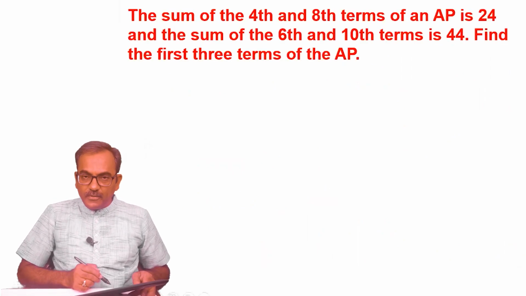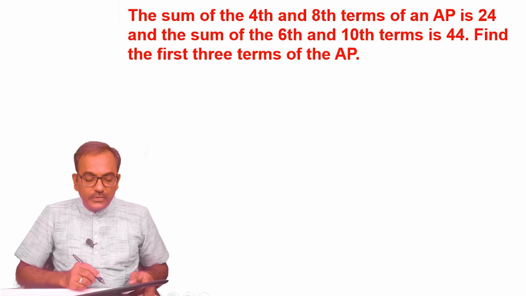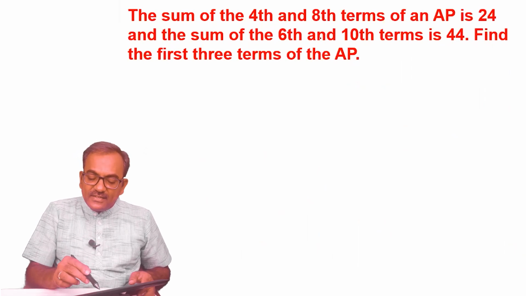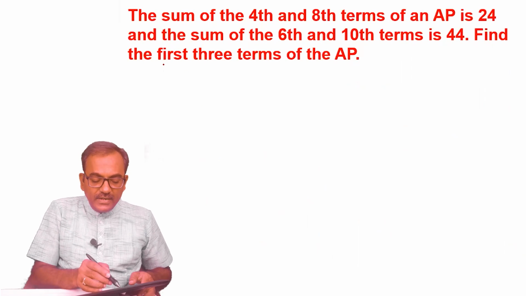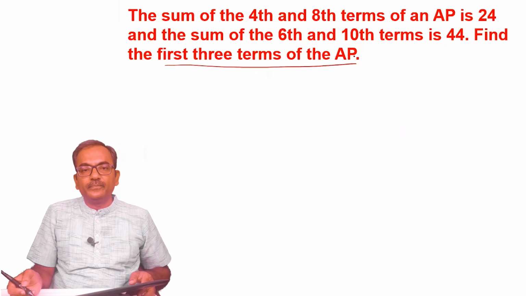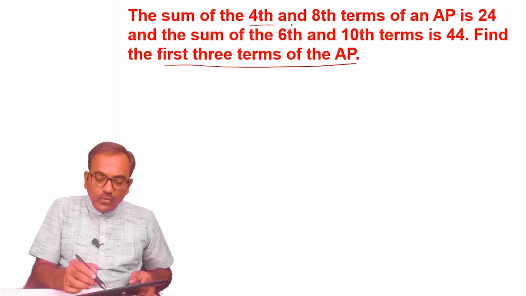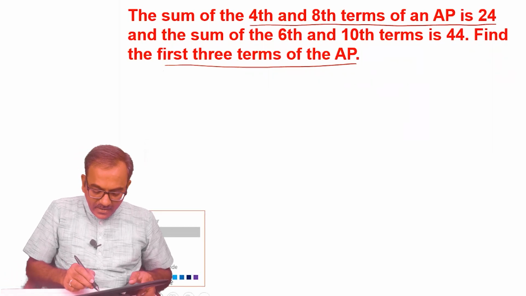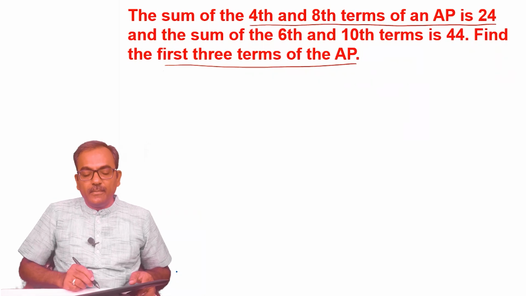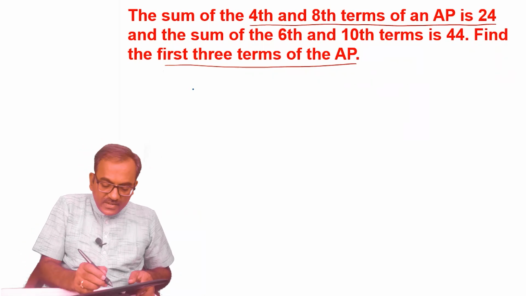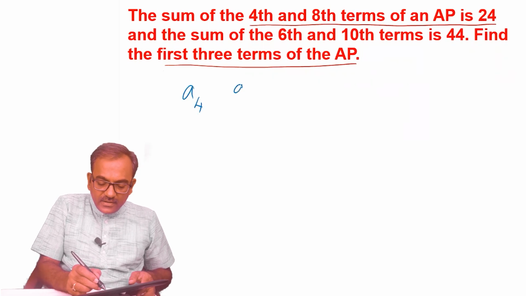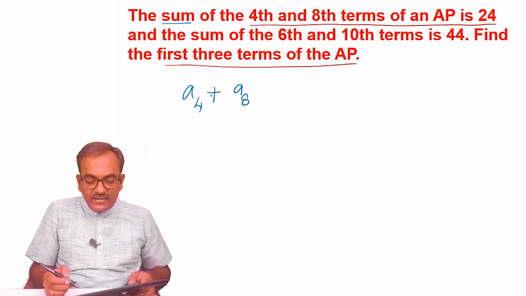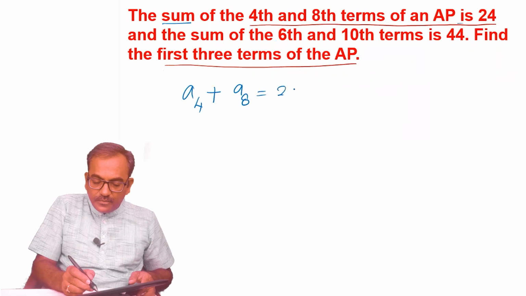Now let's move on to the next type of problem. Let me read the problem for you. The sum of the 4th and 8th terms of an AP is 24 and the sum of the 6th and 10th terms is 44. Find the first 3 terms of the AP. The sum of the 4th and 8th terms of an AP: this is the mathematical form that we need to determine. The 4th term is A4, the 8th term is A8. We need to add them, and the sum is 24.